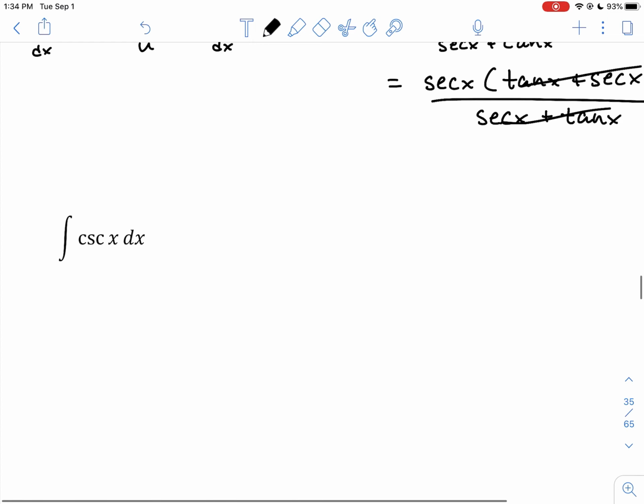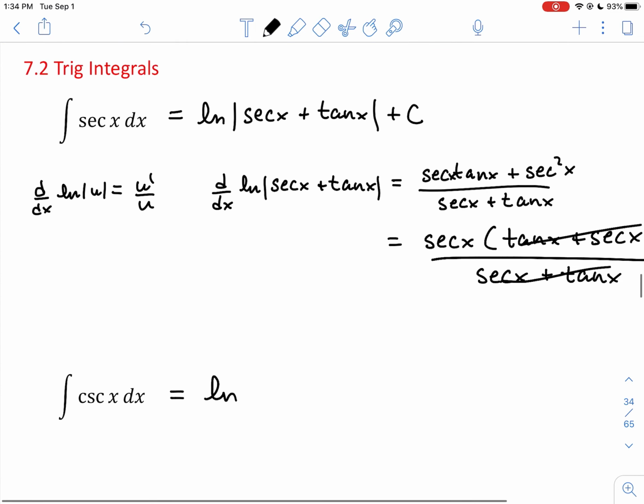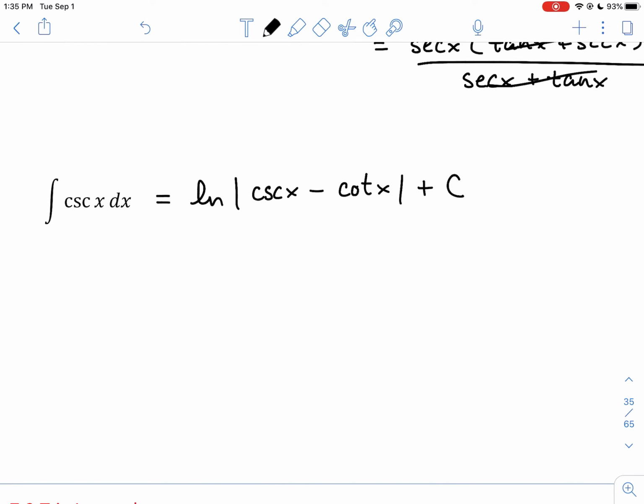For cosecant, the antiderivative is the natural log, and it's going to be effectively this same answer, except the co-versions, and also it'll be subtraction. So it'll be the cosecant of x minus the cotangent of x. And I leave it to you to verify the derivative of this answer would in fact lead to just cosecant of x.